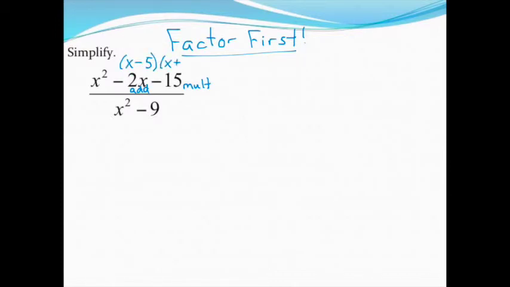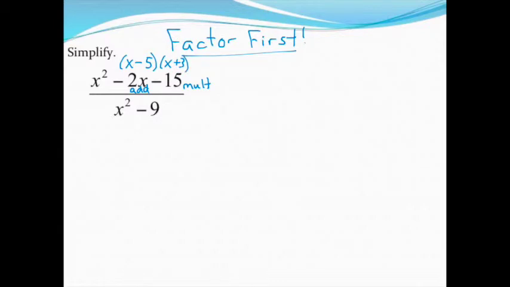And so the very first thing we need to do in any of these problems is always factor first. Don't try to do anything until the numerator and denominator have been factored. Okay? So let's take a look at how to do that. In the top we have a trinomial. I'm going to figure out what multiplies to negative 15 and adds up to negative 2. If you need a refresher on factoring, maybe go back and watch one of my previous videos. The two numbers that do that would be a negative 5 and a positive 3. So I'm going to factor this into x minus 5 and x plus 3.